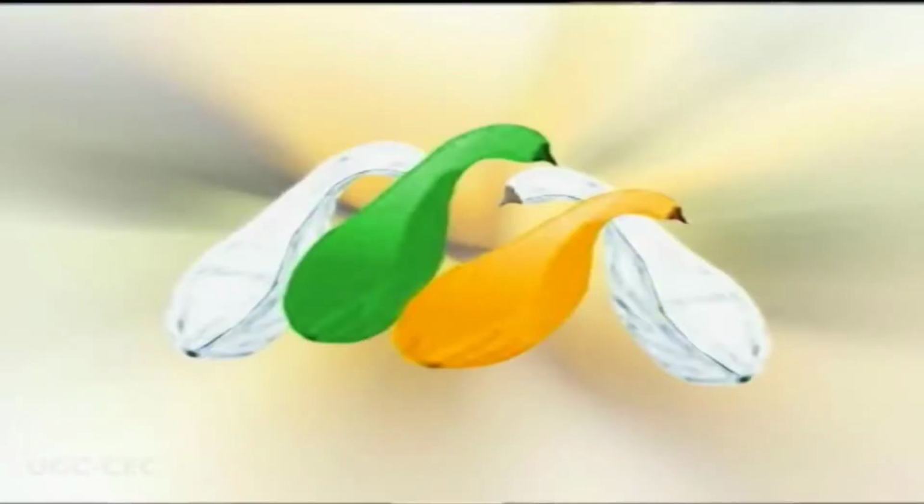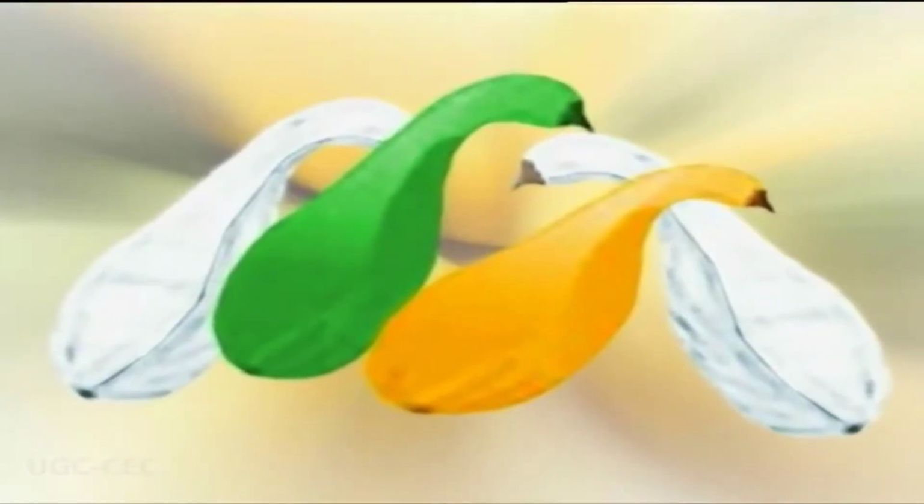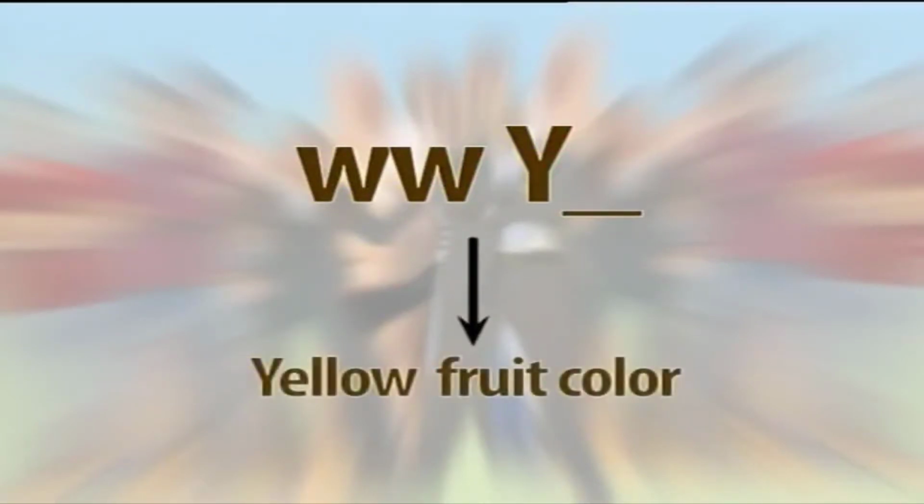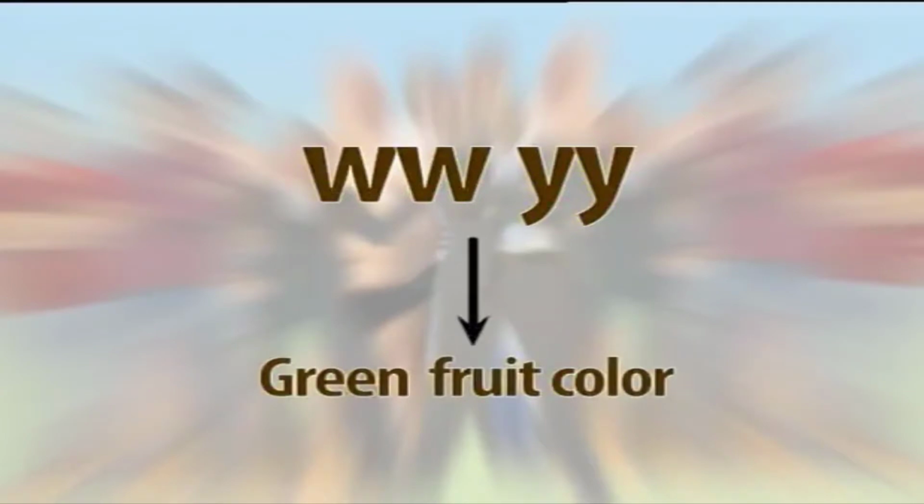For example, inheritance of fruit color in summer squash. Here, the dominant allele W results in white fruit color, regardless of the phenotype at the second locus, Y. In the absence of the dominant W allele, dominant Y results in yellow color, while little y results in green color. Therefore, if two white-colored double heterozygotes are crossed, an interesting phenotypic ratio occurs because of this type of epistasis.